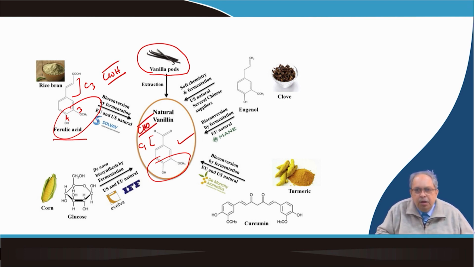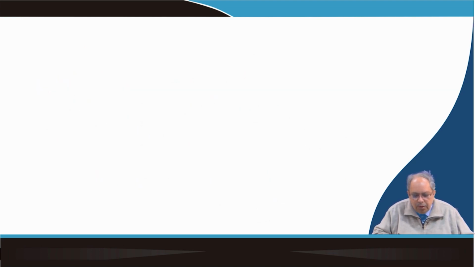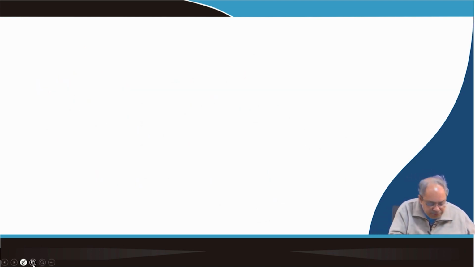Eugenol again was successfully used as a starter substrate for production of vanillin, particularly utilizing different microorganisms, both bacteria and fungi. Okay. I will now go to the natural vanillin.